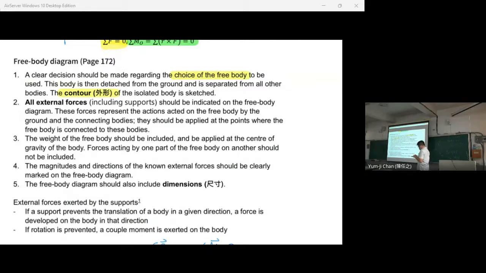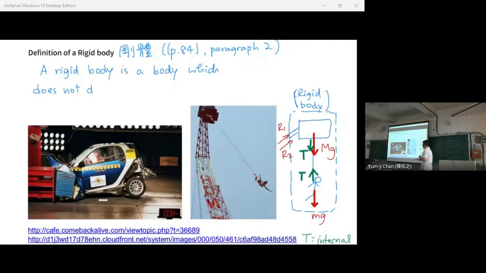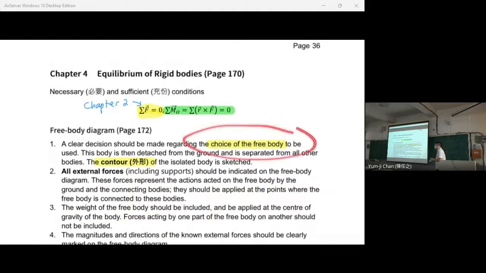Sorry, let me go to page 20. Let's go back to this example. In this example, I choose the free body as this one. But of course, you can choose the free body to be this one or this one. You can choose any one as the free body, but you need to draw it out clearly. What is your choice of free body?